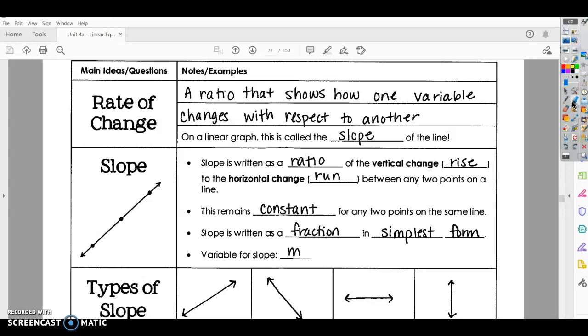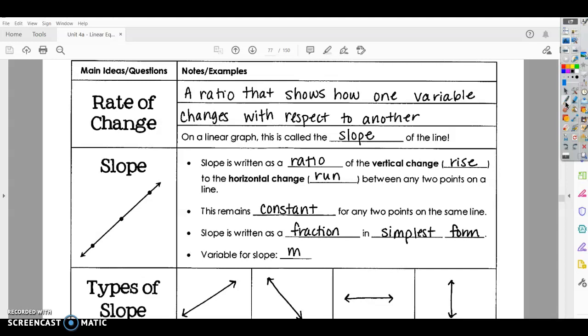So rate of change is the ratio that shows how one variable changes with respect to another. On a linear graph, this is called slope. Okay, and slope is written as a ratio, that's a fraction, of the vertical change, your rise, to the horizontal change, your run. So you have heard rise over run, between any 2 points on a line. This remains constant for any 2 points on the same line. All right, slope is written as a fraction in simplest form, and the variable we use is m for slope.